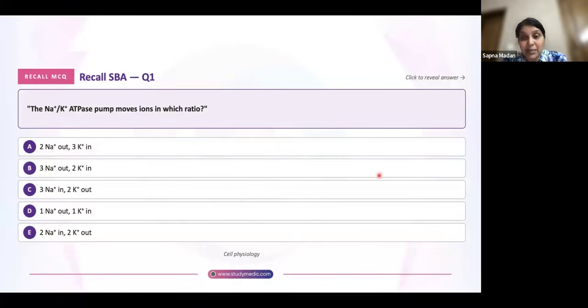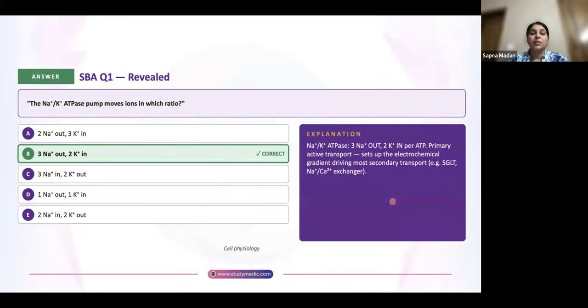So we have discussed this. I have told you this is happening at the end of the action potential. Okay, so the answer is 3 sodiums out and 2 potassiums in. Okay, this is the primary active transport, and this will set up the electrochemical gradient. So once the sodium-potassium ATPase is pushing out 3 sodiums and bringing in 2 potassiums, there is a relative difference in the membrane potentials outside and inside, and that is why intracellularly it is more negative.